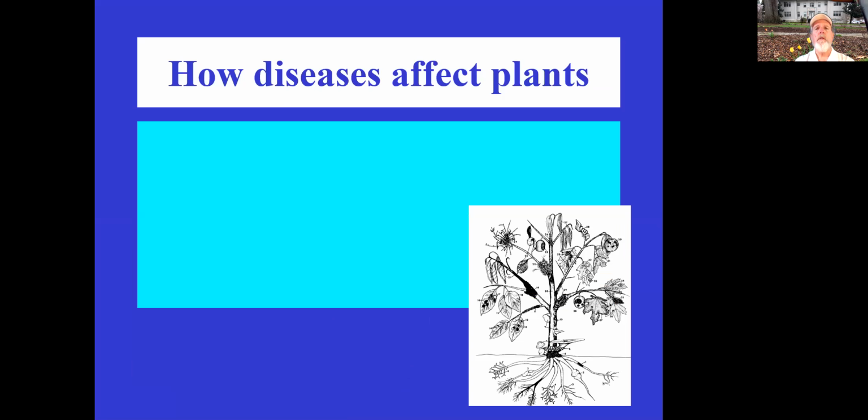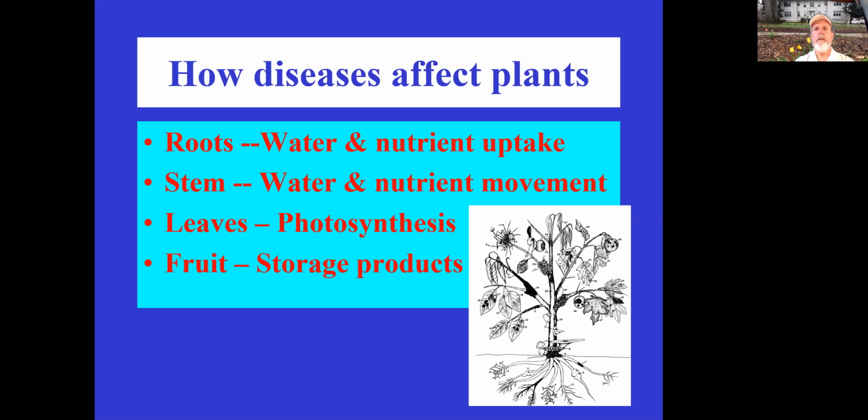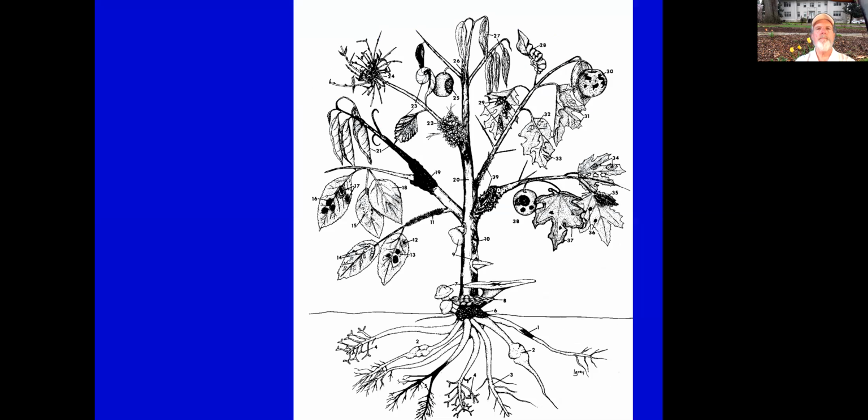Diseases affect plants in a lot of ways. I kiddingly think this is David Letterman's top 10 problems that can go wrong with plants. You can basically have a disease in just about any part of the plant, in any plant you could talk about. In the roots for water and nutrient uptake, or stems, the same thing. And leaves, little spots on the leaves can reduce photosynthesis. And fruit, definitely, if you get a rotted fruit, that'll be a problem.